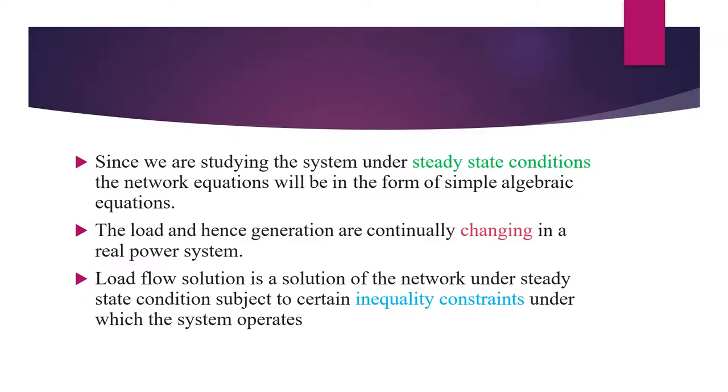So load flow solution is a solution of network under steady state conditions subject to inequality constraints. Already we have seen those. What are those inequality constraints? Active and reactive power, magnitude of voltage and the angle. Now, accordingly, the buses can be classified into three types, that is load bus, generator bus and slack bus.